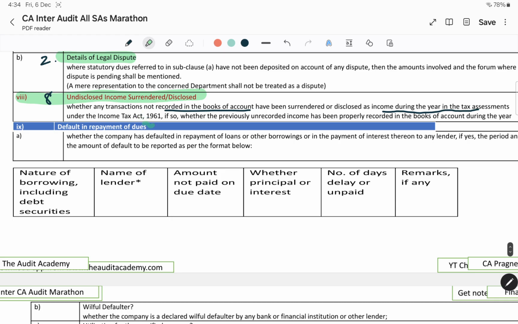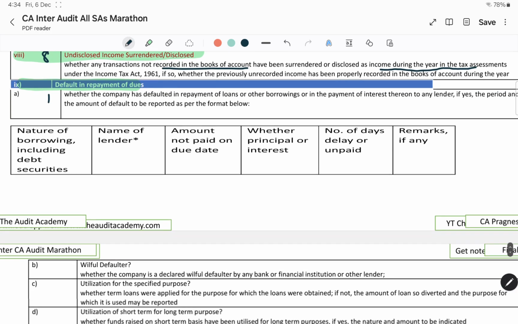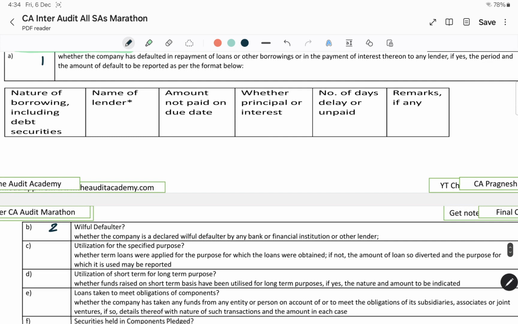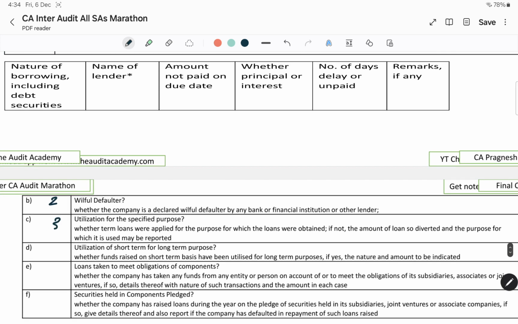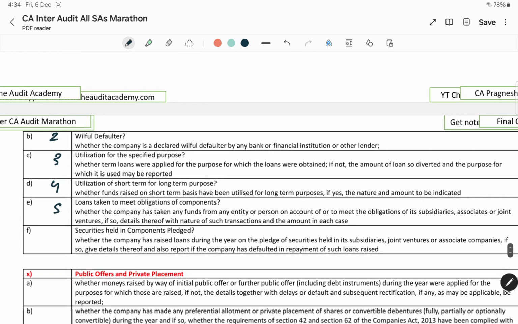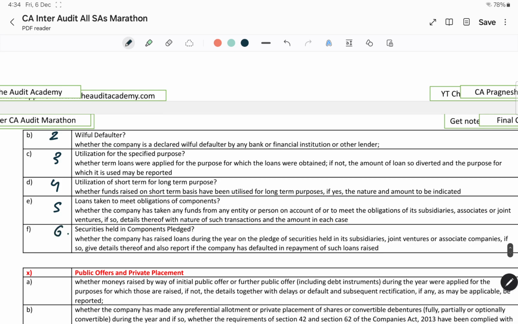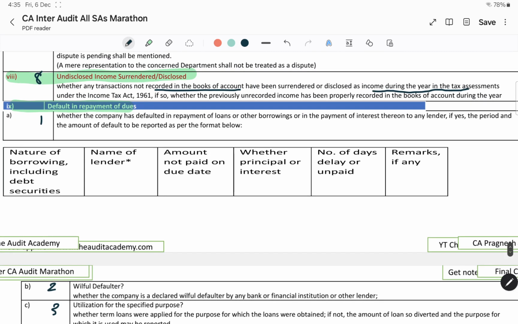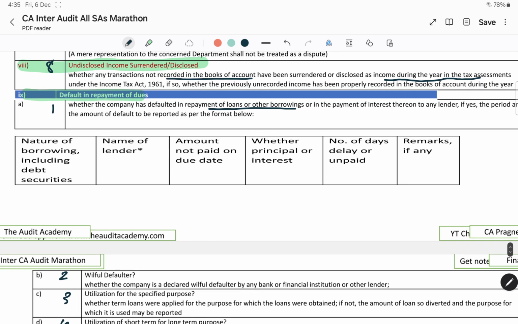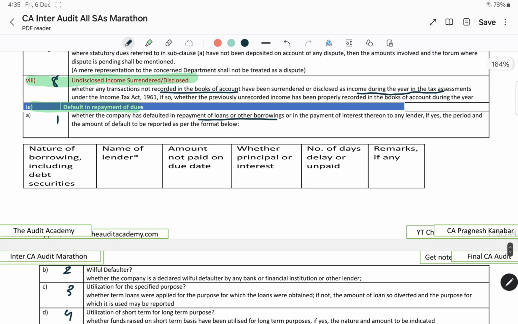Clause 9 of the Caro report, default in repayment of the dues. In that, first point, second, third, fourth, fifth, and sixth. 6 points are there. The first is whether the company has defaulted in repayment of the loan or other borrowing or in the repayment of the interest thereon to any lender.